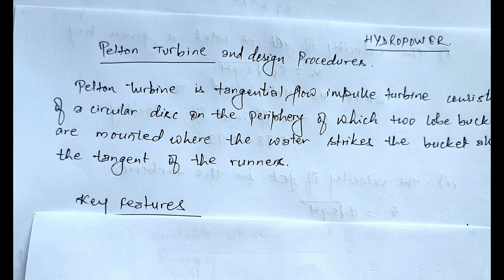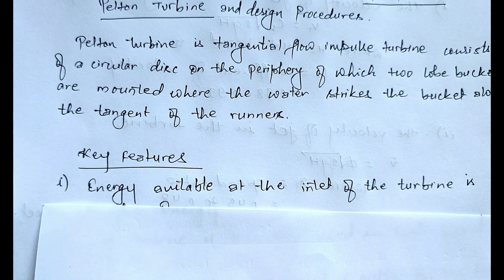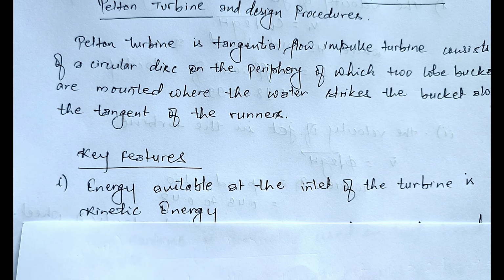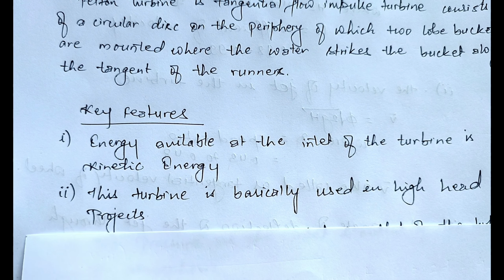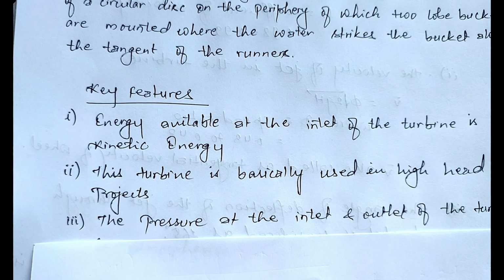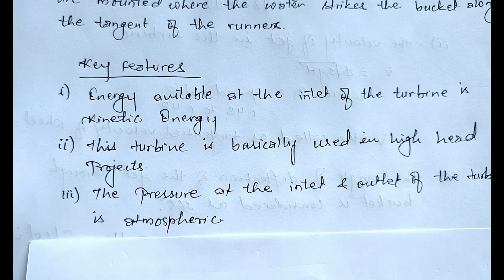The key features of Pelton turbines are: the energy available at the inlet of the turbine is kinetic energy. This turbine is basically used in high head projects. The pressure at the inlet and outlet of the turbine is atmospheric.